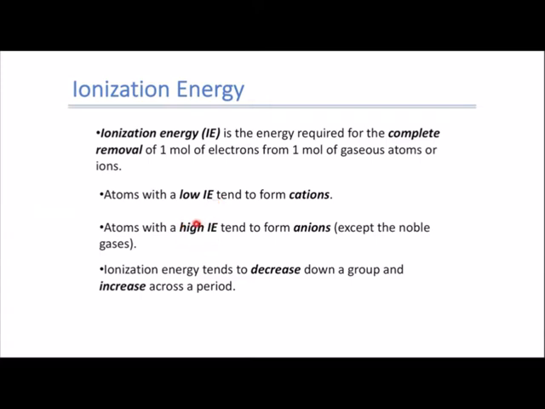Atoms with high ionization energies tend to form anions, except for noble gases. That's because it takes a lot of energy to remove an electron. They don't want to lose that electron. So ionization energy tends to decrease as we go down a group and increase as we go across a period. Kind of makes sense. They tend to decrease as we go down a group because we're getting larger and larger atoms. So the electron is further and further away from the nucleus. It doesn't feel the pull of the nucleus as much.